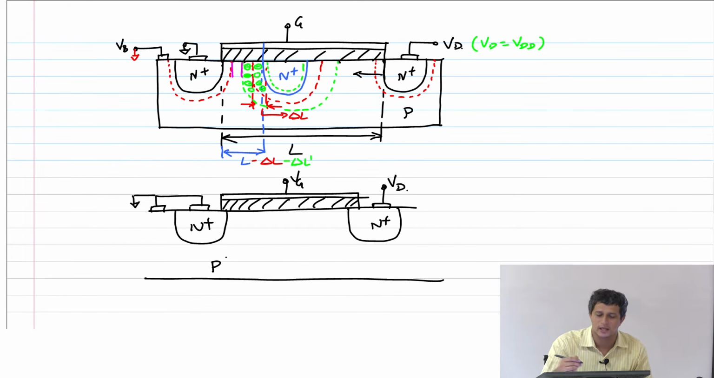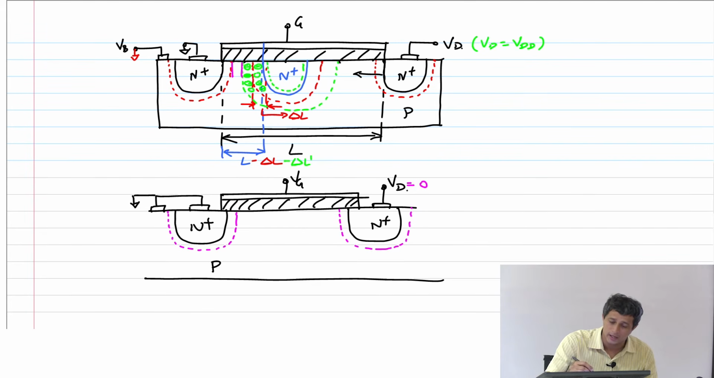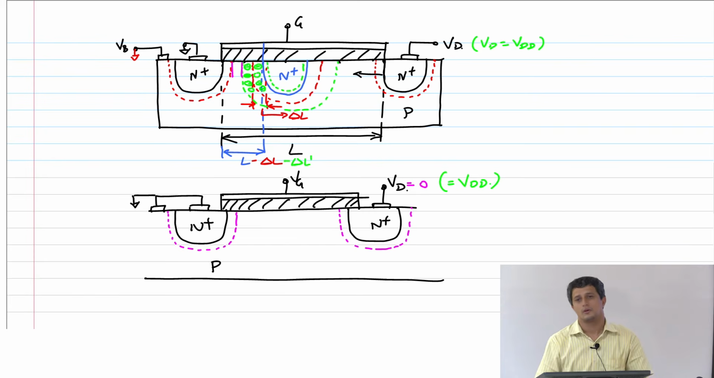So if I increase VD, first of all at VD equal to 0, you will have a depletion region here around this N plus. Forget about the depletion region in the N plus region, that's not our concern. We are worried about what happens in the channel. So you will have the same distance here also. Now I am going to increase it and make VD equal to VDD. So this depletion region will now go up because it's a higher reverse bias, and therefore you will have this region going all the way here.